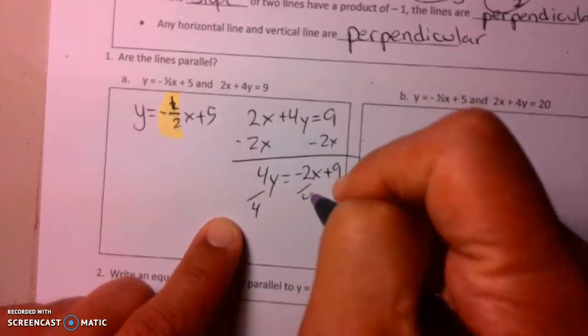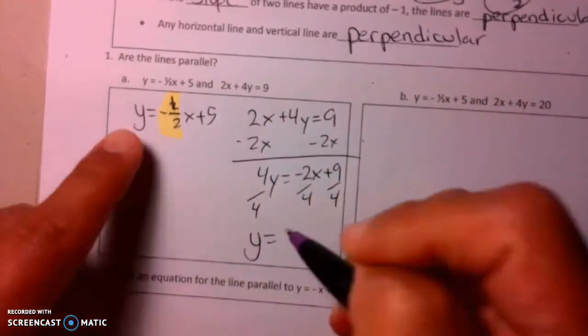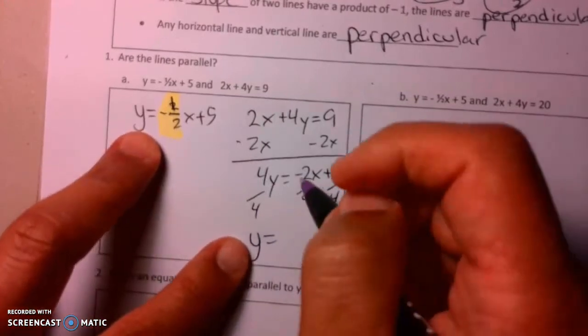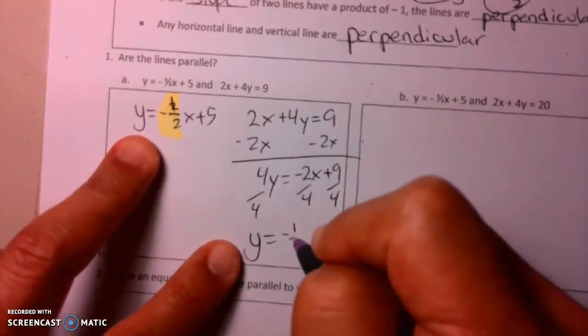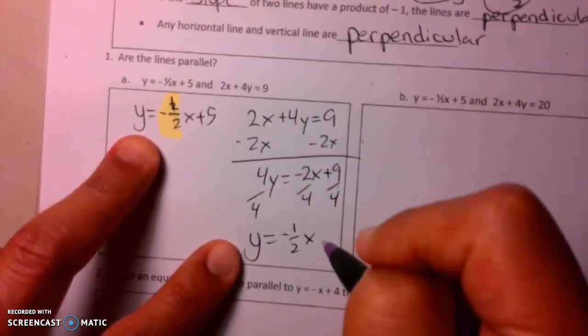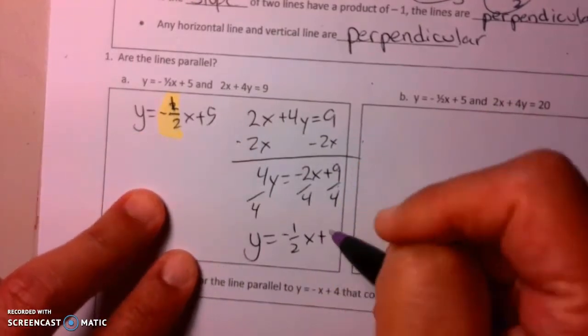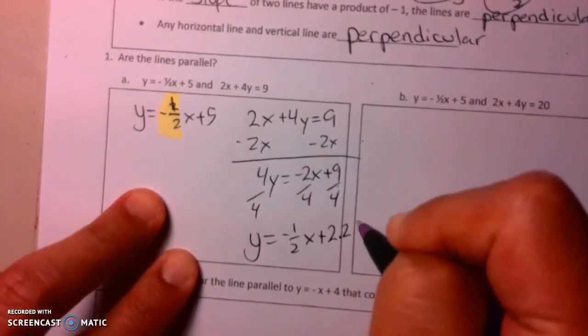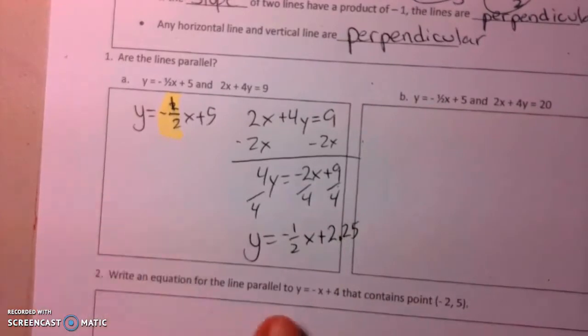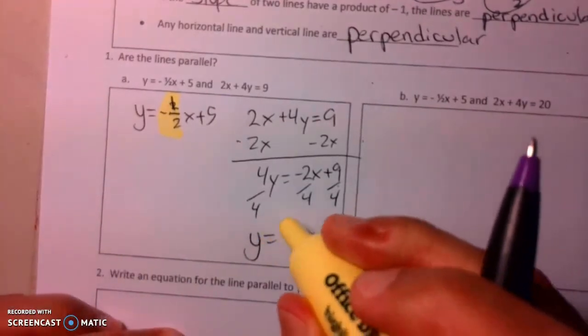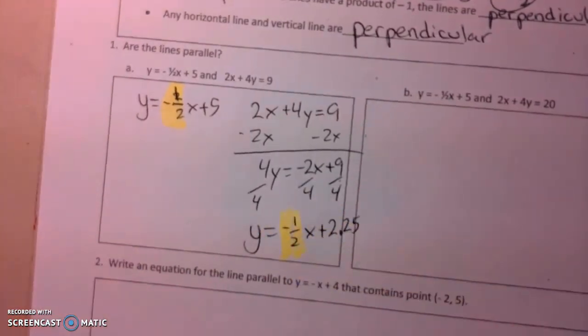Divide by 4, divide by 4, divide by 4. Y by itself, because that's slope-intercept form. 2 divided by 4 is negative 1/2 x. 9 divided by 4 is 2.25. I'm not really concerned with that 2.25. I'm looking at the number that's multiplied with the x.